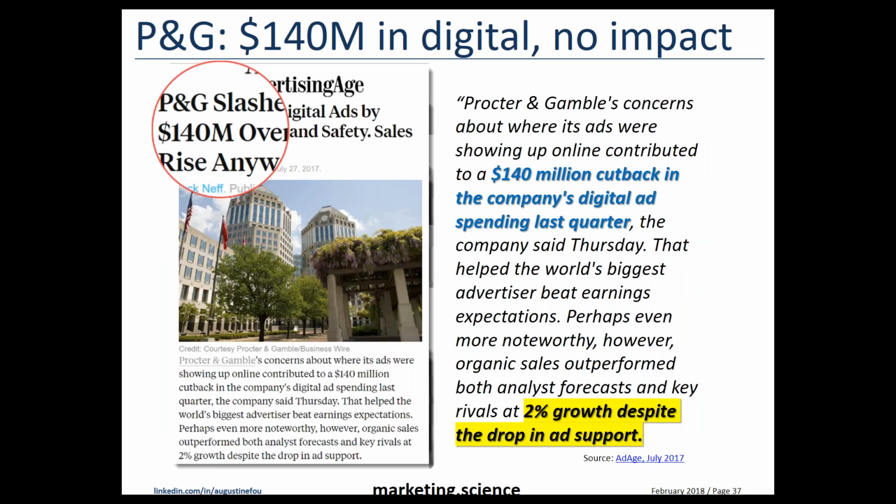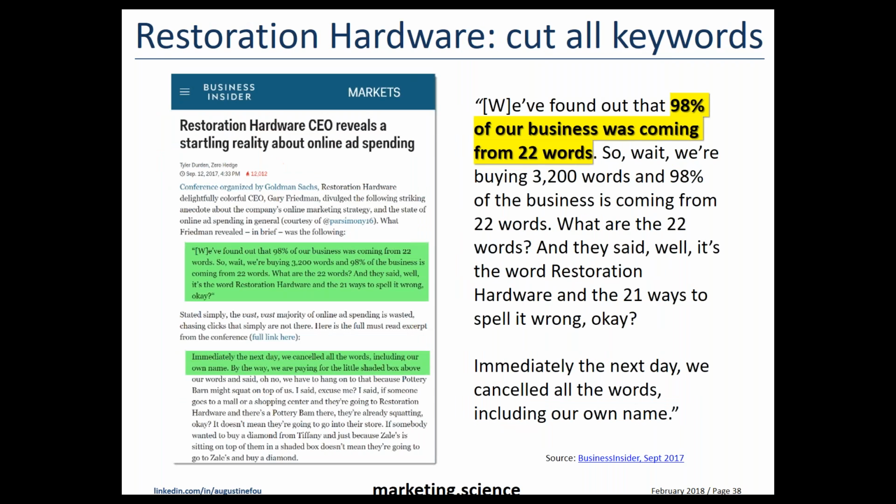P&G also ran their own experiment where they cut $140 million in digital spend in a quarter and showed that there was no impact on sales. In fact, sales went up. So the bottom line is the entire $140 million spent in digital, and this is a tiny drop in their overall budget, had no impact on their sales. They could cut all that out and they could continue cutting. And then Restoration Hardware also did their own experiment, and this had to do with the paid search ads they were buying when all that traffic would have come to them anyway.